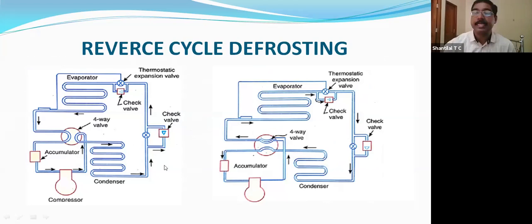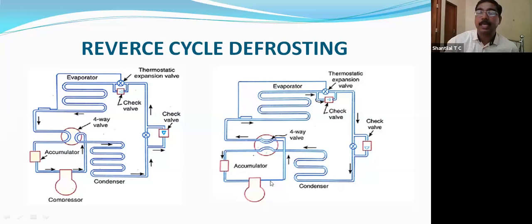We can see this by identifying these two pictures. By this figure, after compression, refrigerant is going to the condenser, then it goes this way. Through this expansion, the refrigerant goes to the evaporator, then goes back to the compressor. This is one cycle. This is the other cycle.